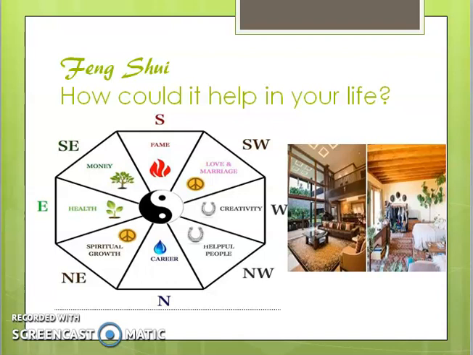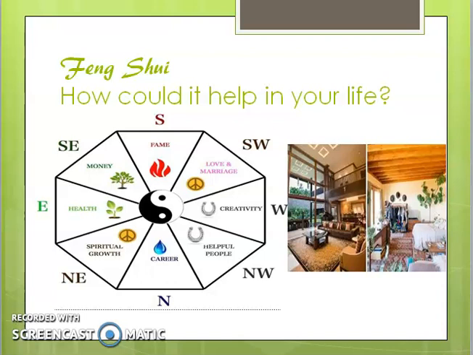Okay, we are going to continue with unit number 4 of the book. As a main topic, it was Feng Shui. Okay, what do we have next here? We have unit number 4. The main topic is Feng Shui. How could it help in your life?